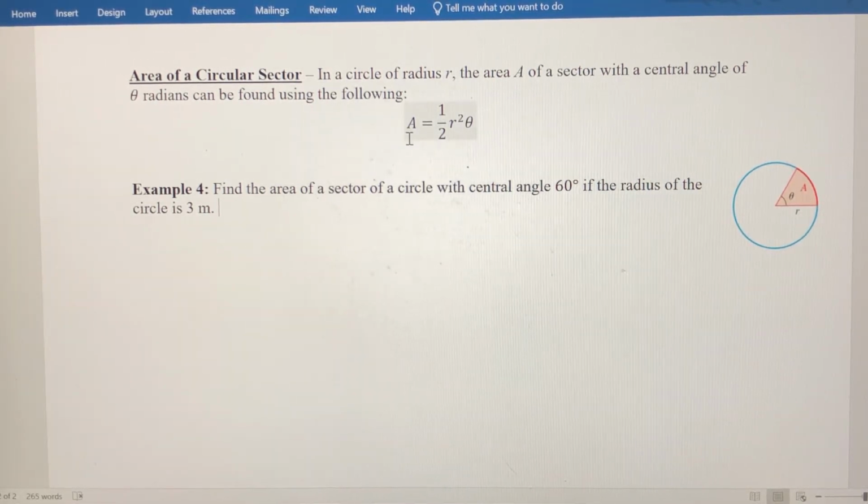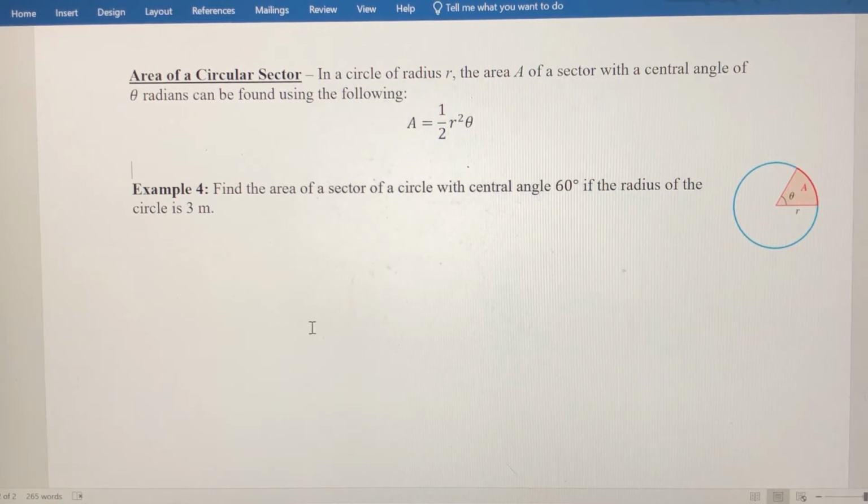So the area of the sector of a circle is going to be 1/2 times the radius squared times the central angle theta, which has to be in radians. We just went over the arc length of a circle, and our central angle always has to be in radians for these formulas. So think about that. If you're given a central angle in degrees, then you're going to have to convert that first.